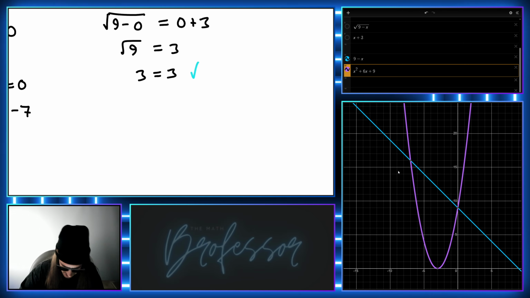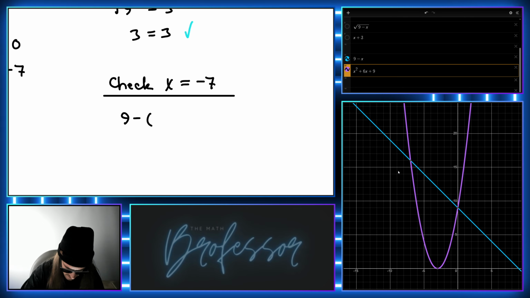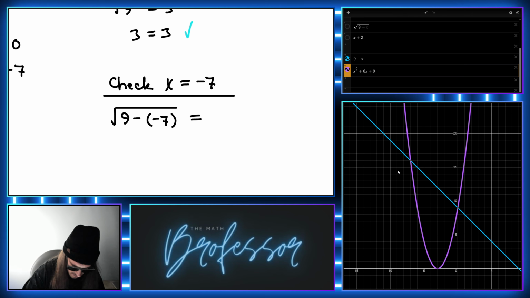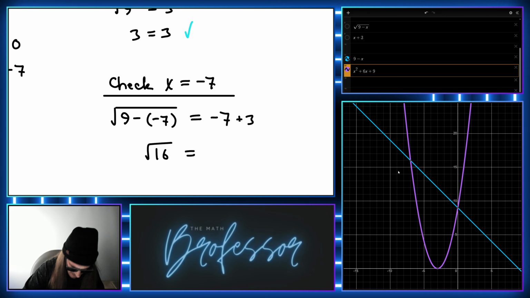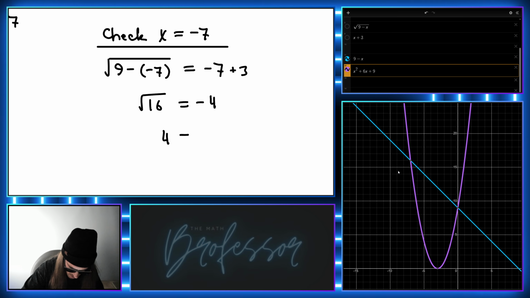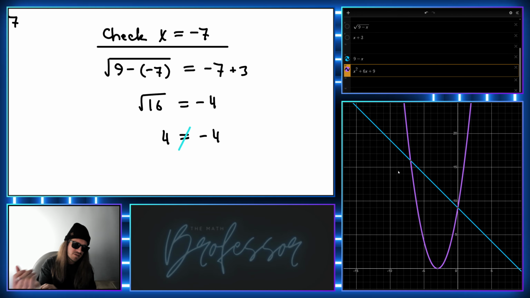But what if we check x equals -7? We would have the square root of 9 minus -7 equals -7 plus 3. 9 minus -7 is 9 plus 7, which is 16. -7 plus 3 is -4. The square root of 16 is 4, so 4 equals -4. And that is false. That is not true. So that right there is why -7 is an extraneous solution.